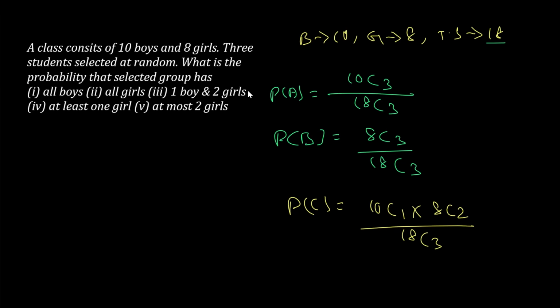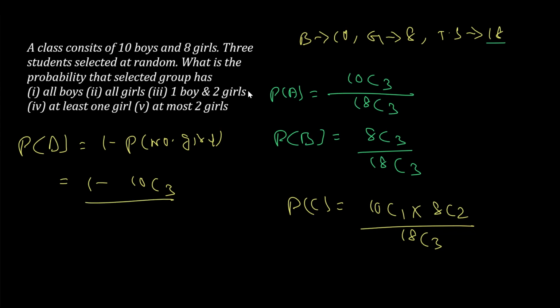Now this is the probability. And now if I use P(D) for the next part, to find the probability for the fourth part, which is at least one girl. At least one girl means 1 minus the probability of no girl. No girls means all boys, that means all three students selected are boys only. And that is divided by the total ways of taking out, that is 18C3.